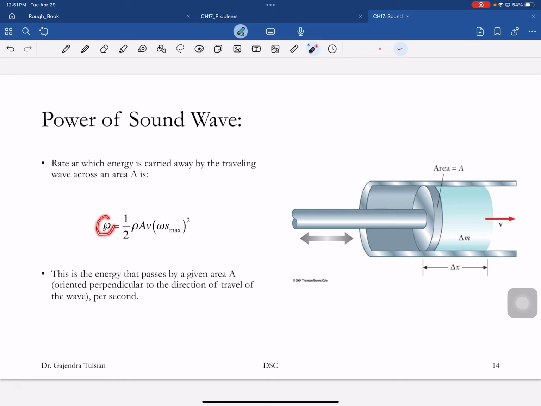So the power, that is how much energy is passing you per second. The power is 1/2 rho. What is rho? That's the density of the medium in which the sound wave is traveling. A is the area of cross section. V is the velocity of sound. Omega is the frequency, and the faster this thing is oscillating, the greater the power that's being transmitted, and S is the amplitude of the air molecules, the particles that are vibrating. The power is dependent on the square of these.